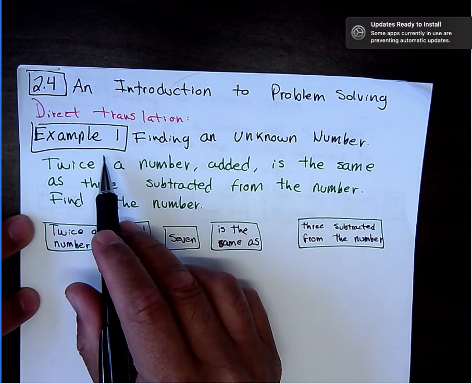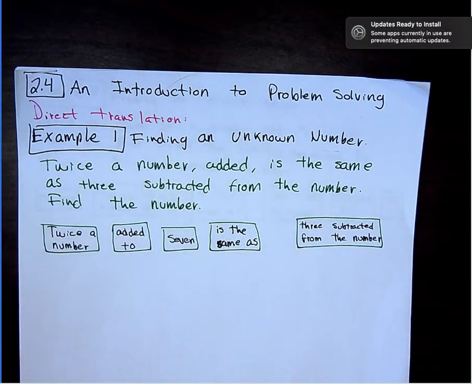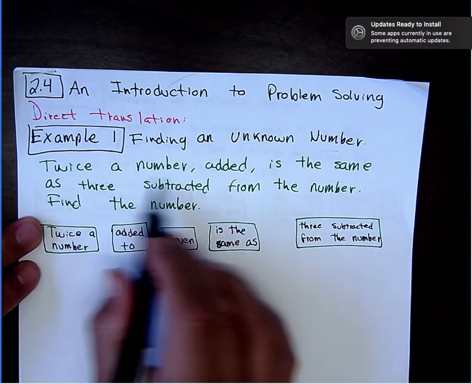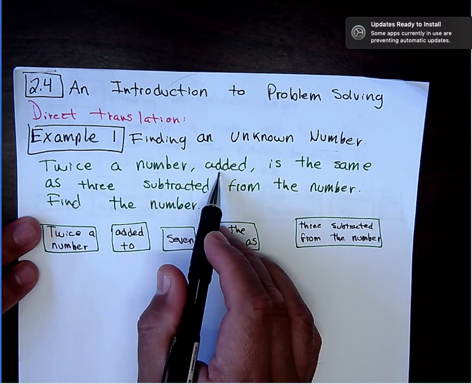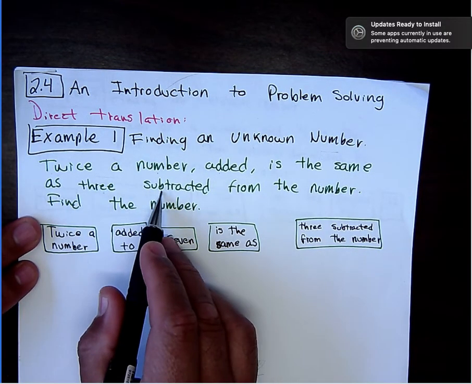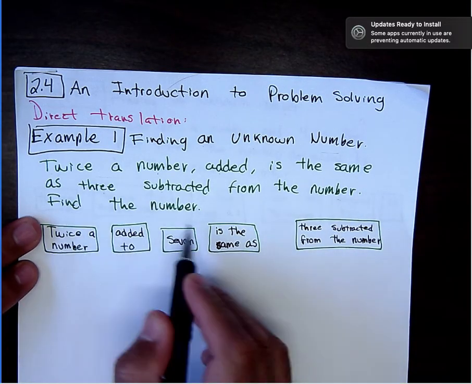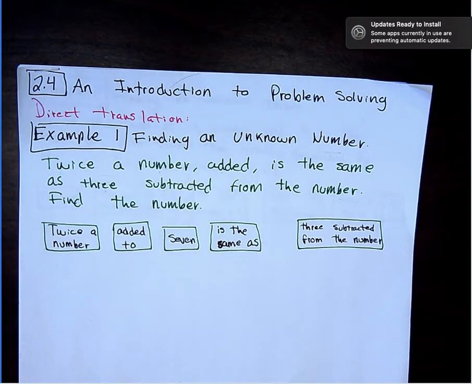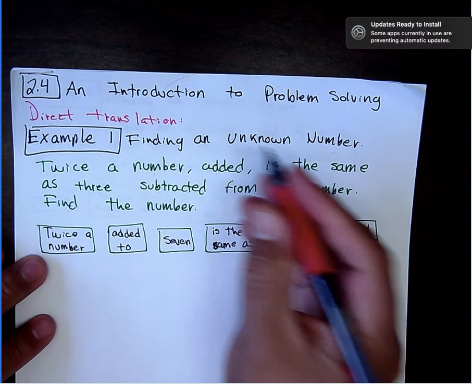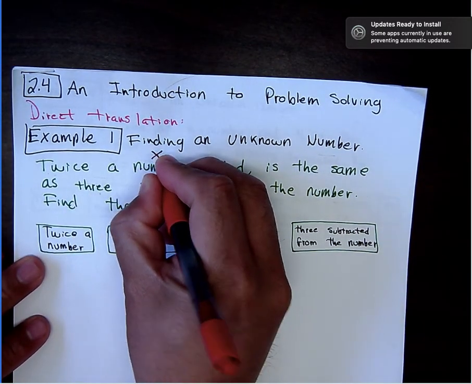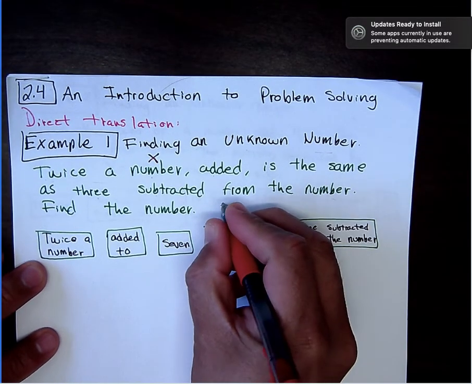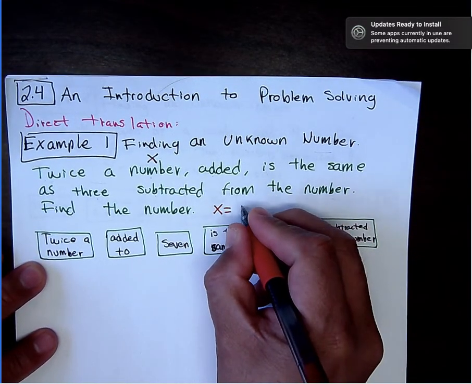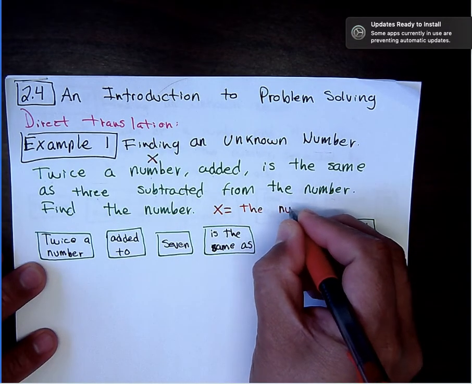So this is example one, finding an unknown number. So this is a question. Twice the number added to 7 is the same as 3 subtracted from the number. Find the number. So the first thing you need to do here is identify the x. So the x would be the number. So x we can say is the number. We don't know what number it is.